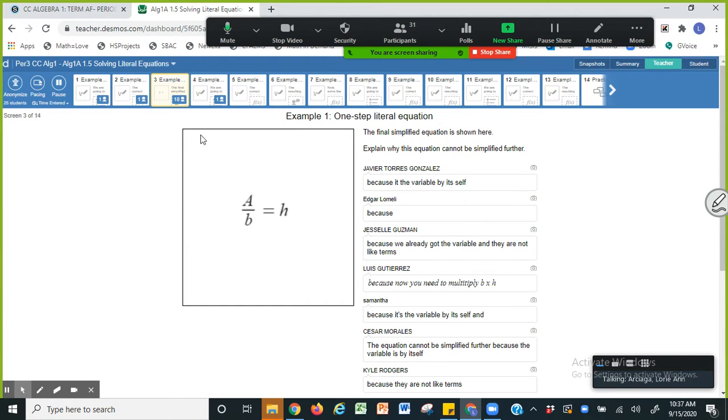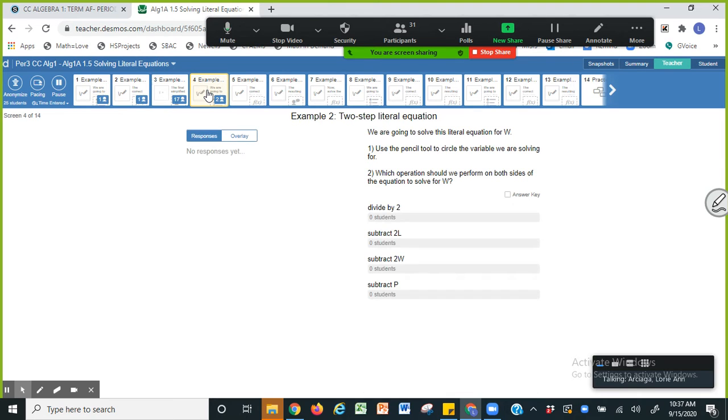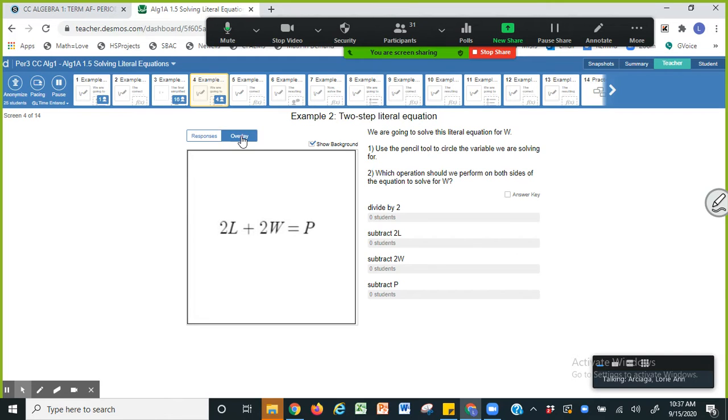Okay, so getting ready to move on to slide 4. Here we go. Example 2. This time we're looking at a different example. Two-step literal equation, and we want to solve for W. Number 1, use the pencil tool again to circle the variable we are solving for.